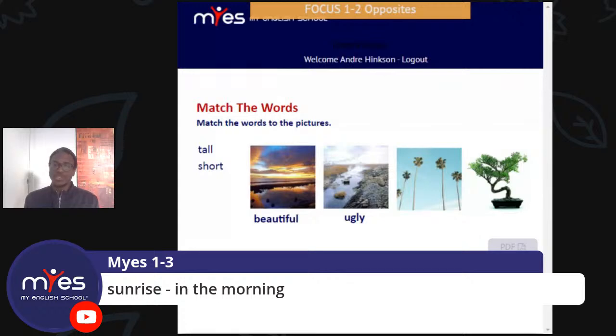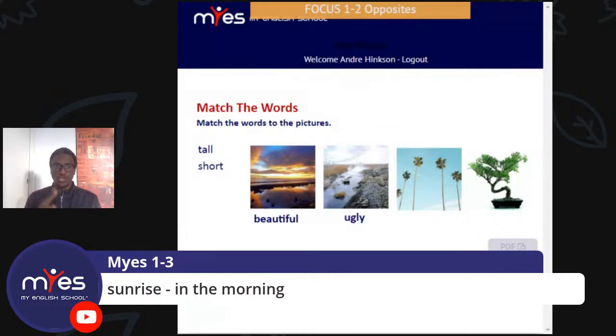Now let's look at picture three. So we have some palm trees, about 6 palm trees against the blue sky. So how would you describe these palm trees? Are the palm trees tall or are they short? What do you think? So remember, we have opposites. We have short and we have tall. So how would we describe picture three?